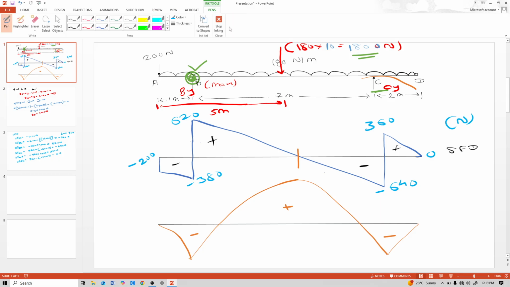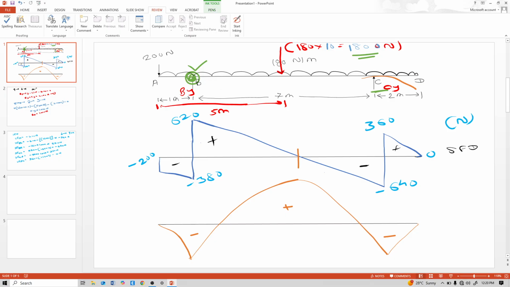See our judgment: reaction maximum, 1 kilo. You see, my maximum judgment is wrong here. This is not the maximum shear here, and the reactions are the same.